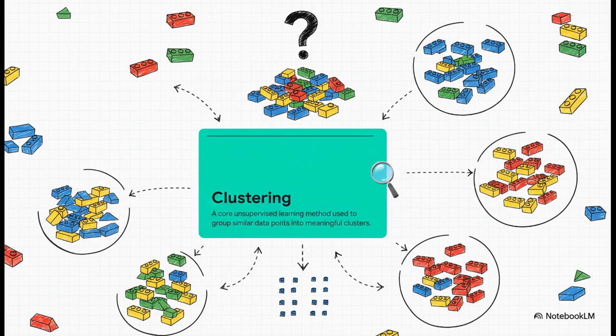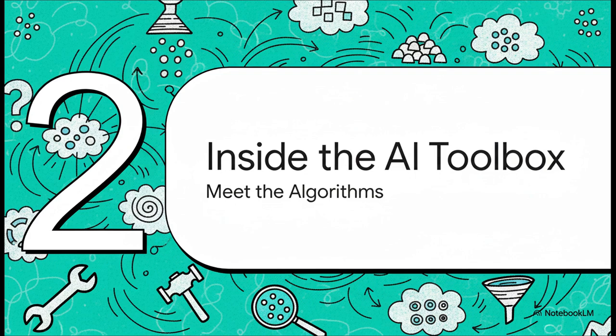A great way to think about it is like sorting a giant bag of mixed Legos. The AI sorts them into piles of similar color and shape, but, and this is the cool part, it does it without you ever telling it what the final piles are supposed to look like. Now, to do this kind of sorting, data scientists have a whole toolbox full of specialized algorithms. Today, we're going to pull out 3 of the most important ones. And trust me, each one has its own unique personality and a very specific job to do.